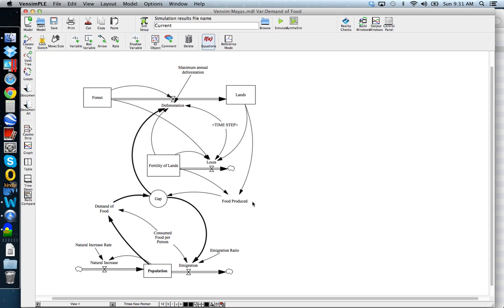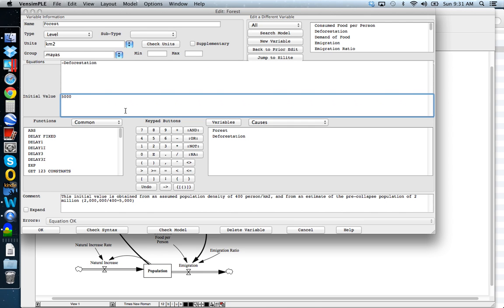Now let's take a look at how food is produced. I'm going to start essentially from the top, and then we'll drive towards that food produced. So food produced will tell us the gap, and the gap will tell us how the population can grow with the availability of food. So it all starts with the forest, and you'll see a little bit of the discussion that we had.